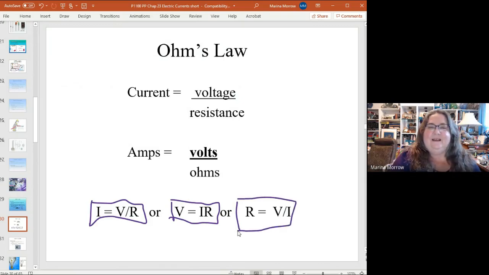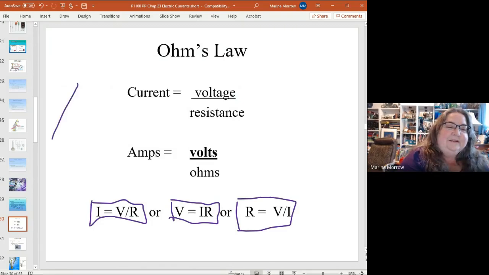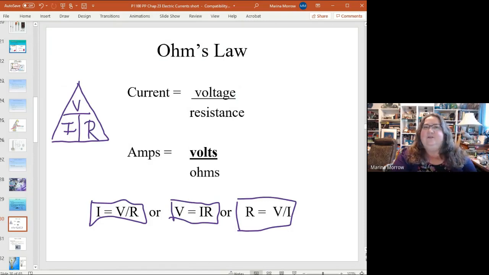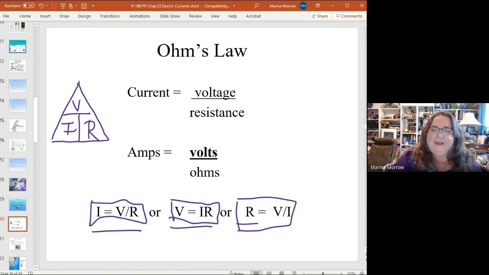And one of the ways to get those, students showed me, is a triangle. And you put V and I and R. And the idea is if you cover up one of those, the equation will appear for you. So if I cover up V, then I'm left with I next to R. So that gives me V equals I times R. If I cover up the I, then I would get V over R. If I cover up the R, I would get V over I. So anyway, students showed me this. It's a pretty cool way to remember the circuits.